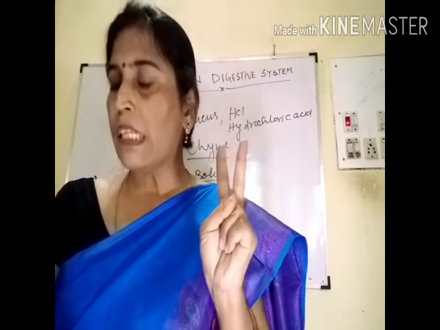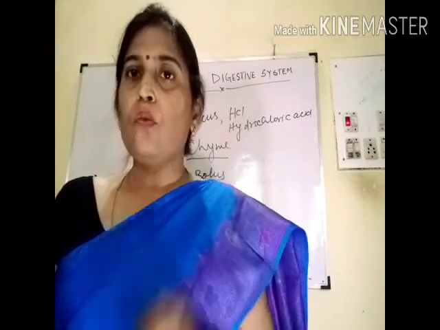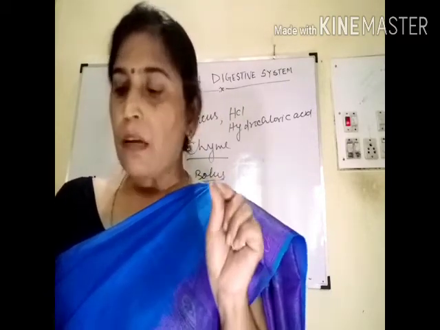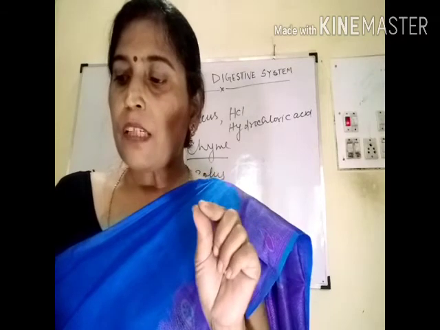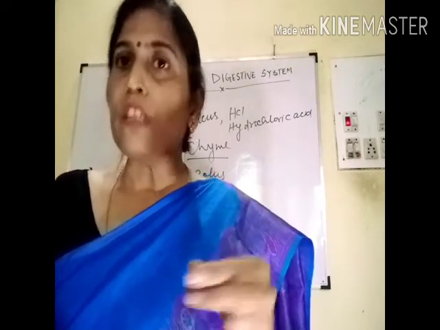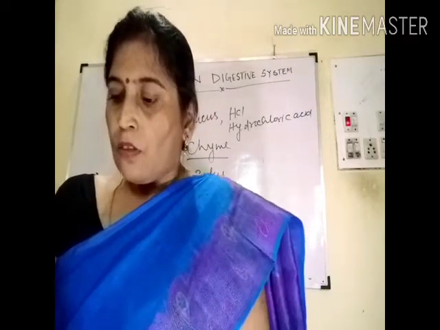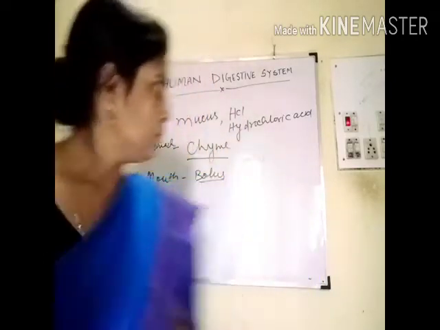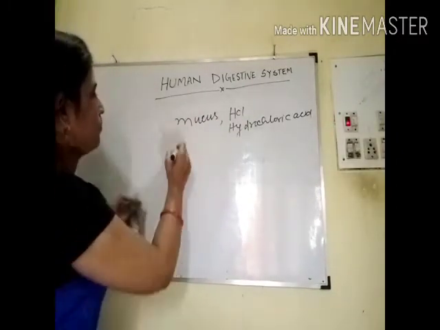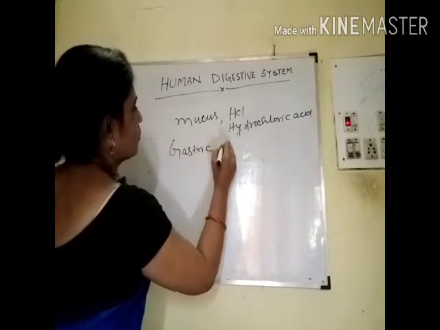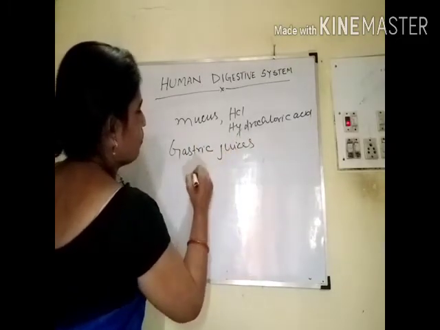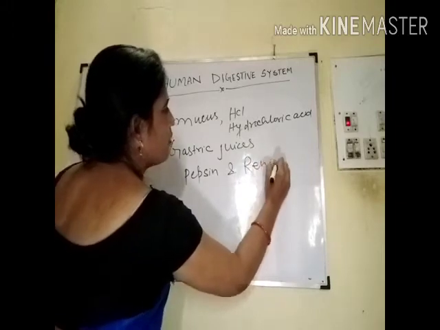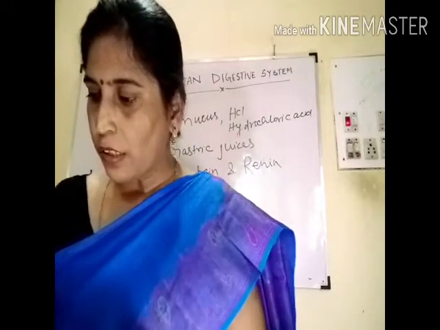Now this gastric juice contains two enzymes. You might have a question: what are enzymes? An enzyme is a biological proteinaceous substance that breaks the food into simpler substances. So gastric juice has two enzymes, that is pepsin and renin. These are the two enzymes present in the gastric juices.